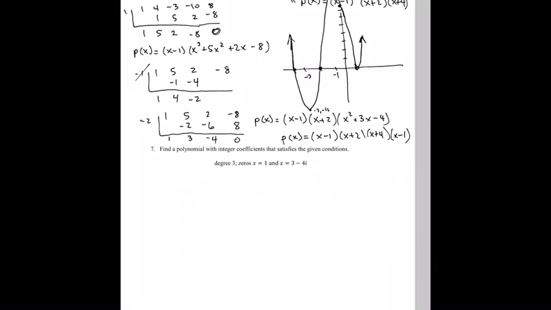Okay, question 7. Find a polynomial. It's got to be degree 3. So we need to have 3 zeros. x equals 1, x equals 3 minus 4i. And we talked about this in class. This is a complex or non-real 0. They always come in pairs, called the conjugate pair. So we know that 3 plus 4i is the other 0. So writing it first in factored form, like that.